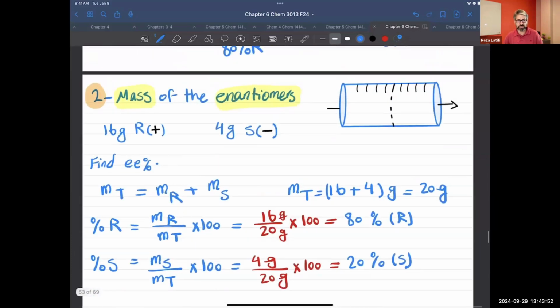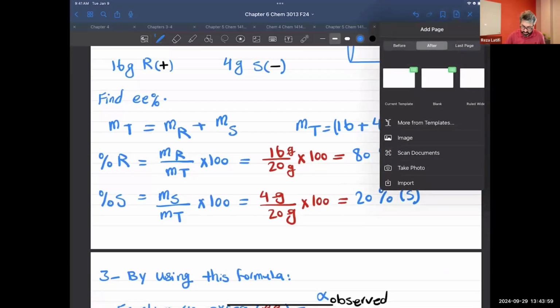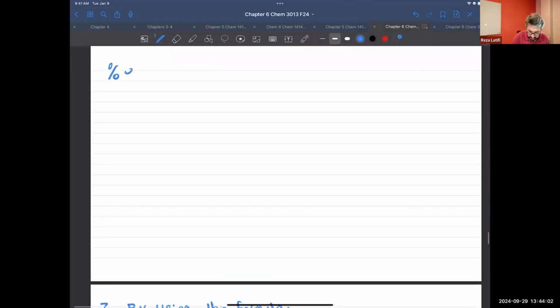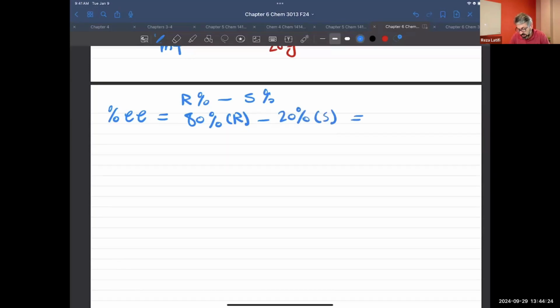Now that I got the percentage, I can use the same logic that I used for the first sample. If you want to know the percentage of the enantiomeric axis, just take the percentage for R and subtract the percentage for S. I have 80% from R, and I'm going to subtract the 20% for S, and that's going to give me 60%. So 60% from R is left inside the solution that can technically affect the rotation.